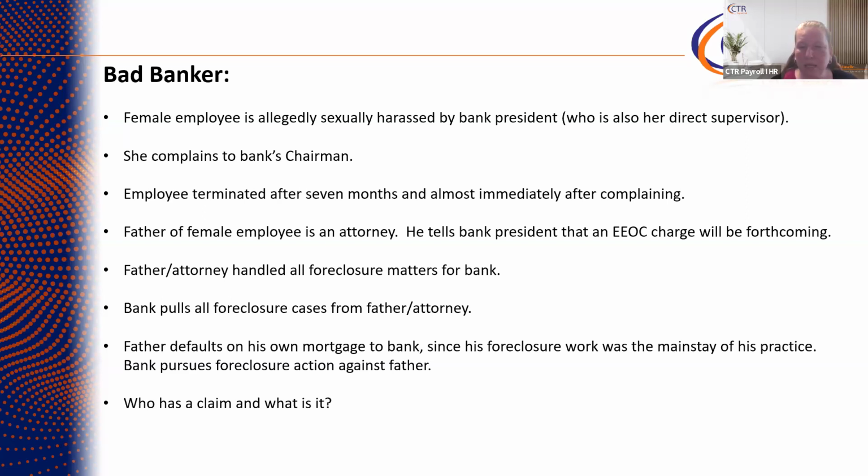But what's even more interesting is that the father of this young lady is an attorney who handled all the foreclosure matters for the bank. When she's fired, he calls up the bank and says, hey, you're going to get an EEOC complaint. The bank then pulls all of the legal work that they had been sending to this father for foreclosure actions. And then he ultimately defaults on his own mortgage because all of his work has been pulled. Who has a claim? Well, just about everybody. Obviously, the young lady has a claim, but the father has a third-party retaliation claim because arguably they pulled the work because of his advocating for his daughter that she had been harassed and retaliated against. So when we look at retaliation claims, it's not just the victim who can have the retaliation claim. It can be coworkers, it can be third parties, it can be folks that we do business with, whoever it might be, can have a claim.